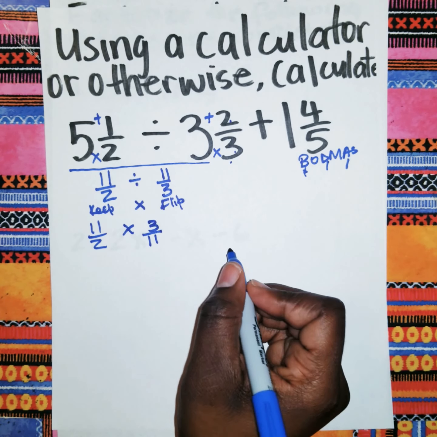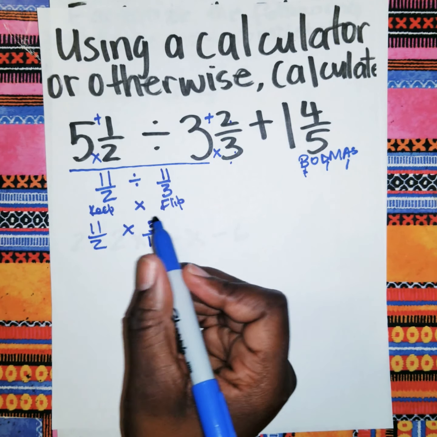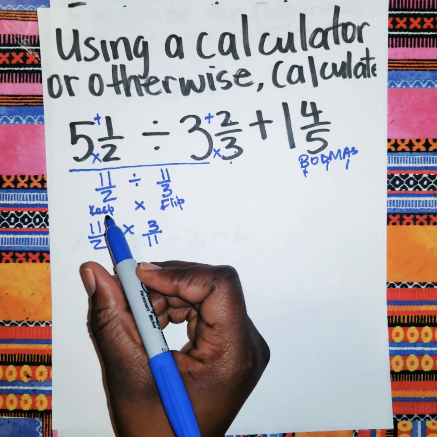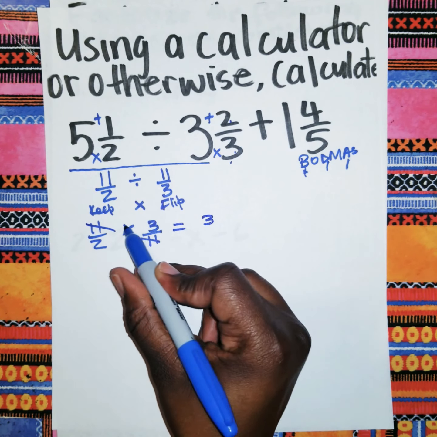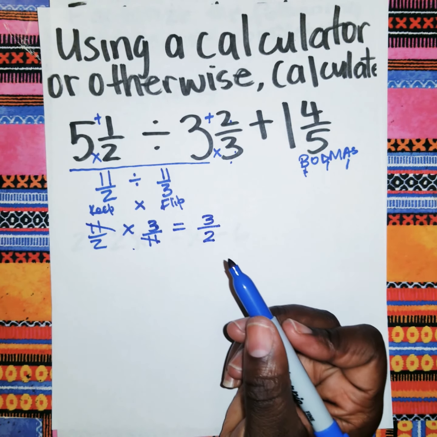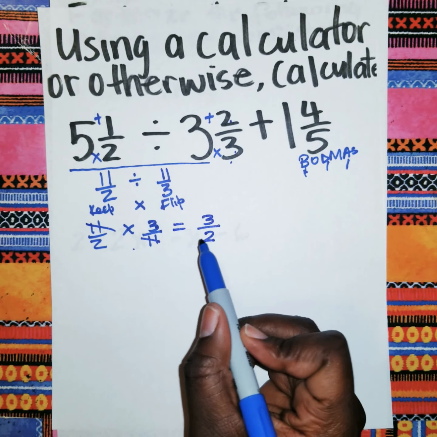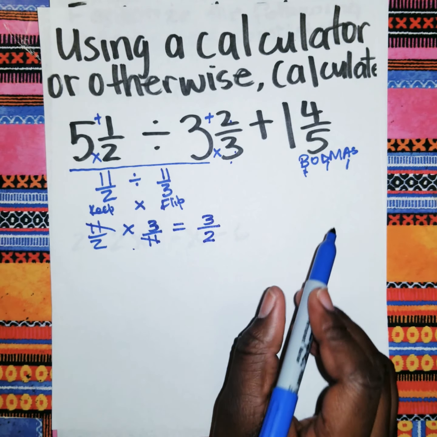So let's get on. Here we see the 11s can cancel each other, so we're going to cancel this 11. For here, we'll have 3. 1 times 3 is 3. 2 times 1 is 2. So it's 3 over 2. Now, we need to use this 3 over 2 and add it to the 1 4/5. So let's do that part.